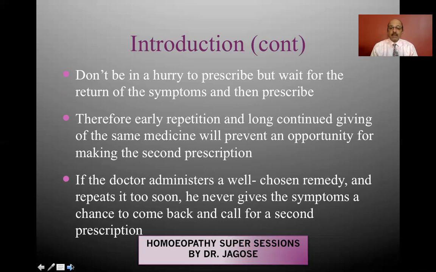So if the doctor administers a well-chosen remedy and repeats it too soon, he never gives the symptoms a chance to come back and call for a second prescription. So therefore, if the doctor administers the remedy, which is well chosen, which is correct, but repeats it too soon, then he never gives a chance for the symptoms to come back, which will call for a second prescription. That means enough time has to be given to see what effect the first prescription had, and to see whether there is a return of the old symptoms, whether there is a return of new symptoms, and so on and so forth. Then only you will be able to prescribe.